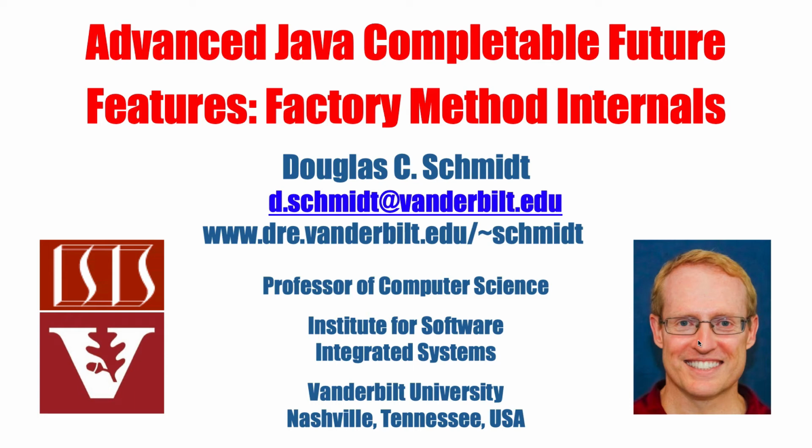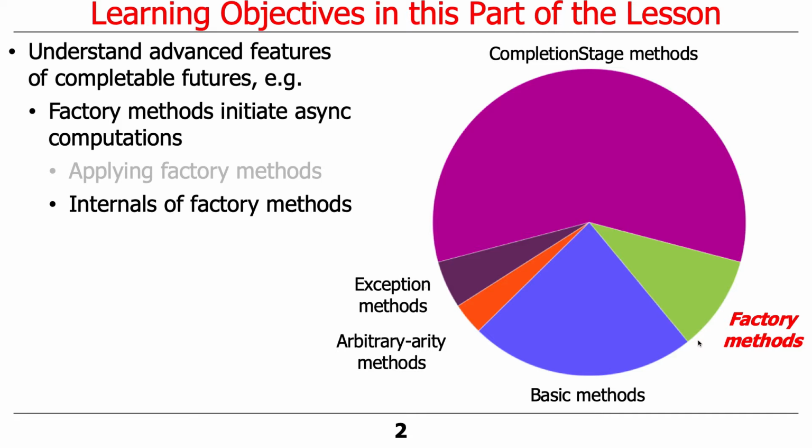So the last thing I want to talk about in the context of factory methods is just give you a kind of an overview of how they work under the hood. And it's actually kind of cool to see how this stuff all comes together. And this will relate back to our previous discussions about the common fork join pool or fork join pools or just thread pools in general. So we're going to take a look at the internals.